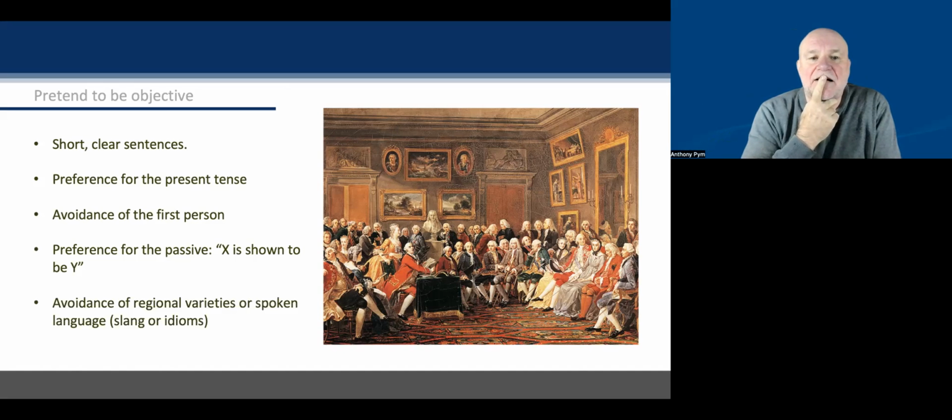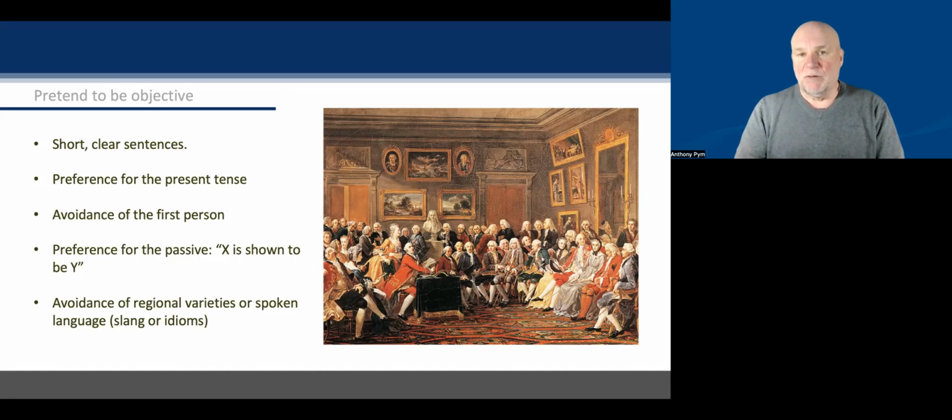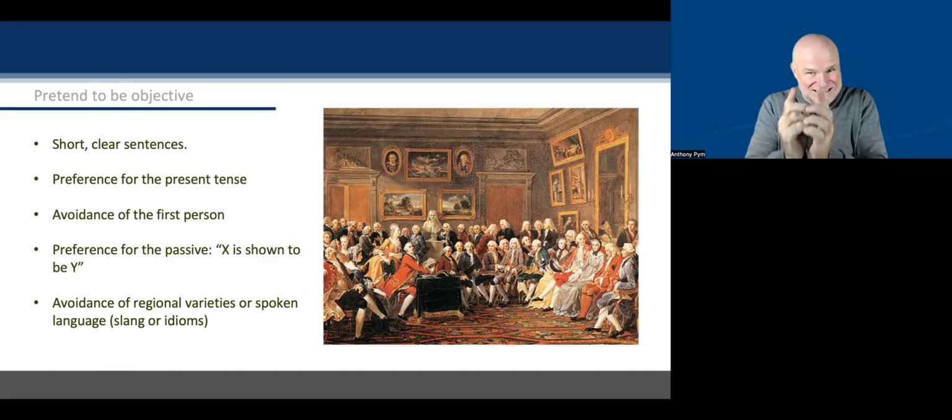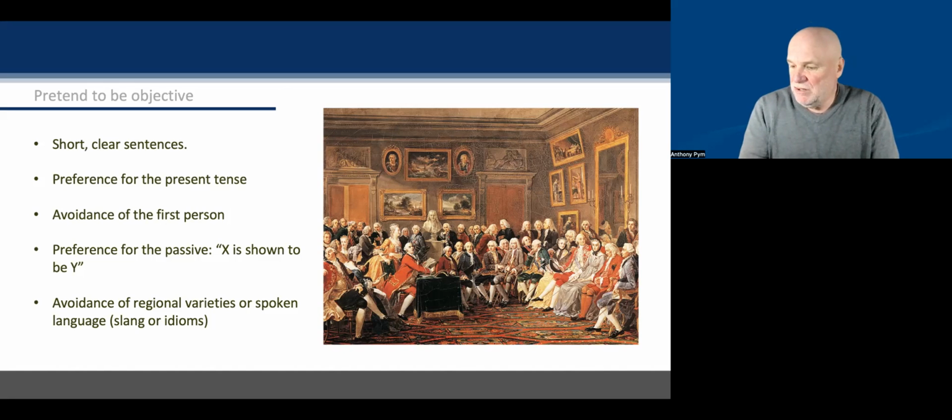And then the language would not be marked for regionality. That is, you're not going to show your working class origins or middle class or upper class. You're not going to show you're from the north or east or south or United States or Australia. English is going to be above regional variation. Why? Because we're going to hide the person speaking, because what counts is the objective truth. So there is ideology in academic English.